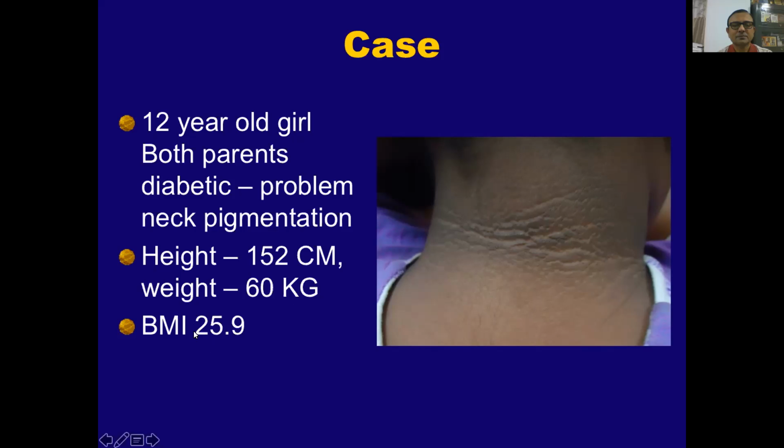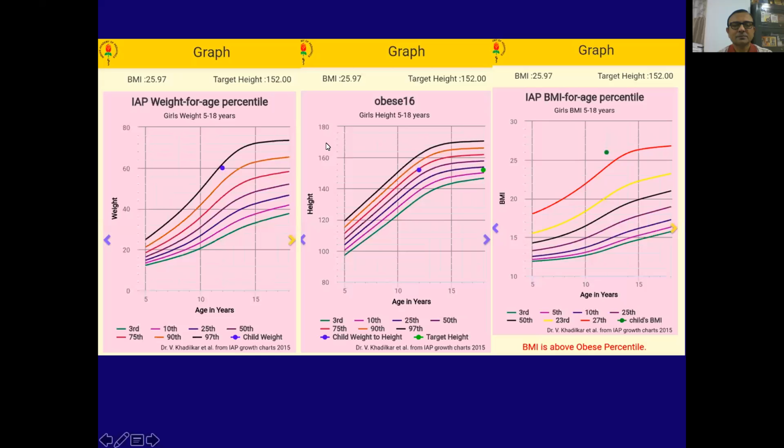Now, as many of you already know, the Indian Academy of Pediatrics has got this app. This application is for use on mobile phones and can be used on Android as well as iPhone. The application will plot for you like it has done here. And you can see that she is pretty heavy. She's on the 97 percentile for weight. For height, she's on the 70th percentile. And for BMI, she's clearly above the red line.